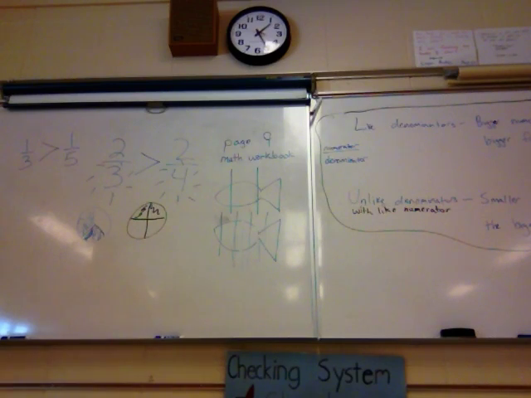They're not the same number, so they'd be unlike, so we go to unlike denominators. So which one is the smaller denominator? Awesome. All right.